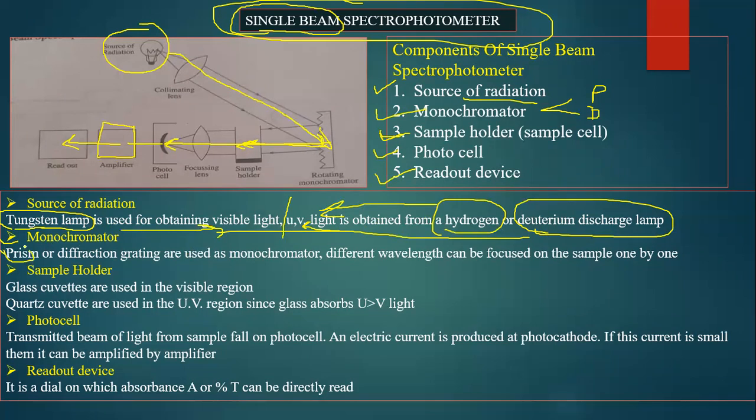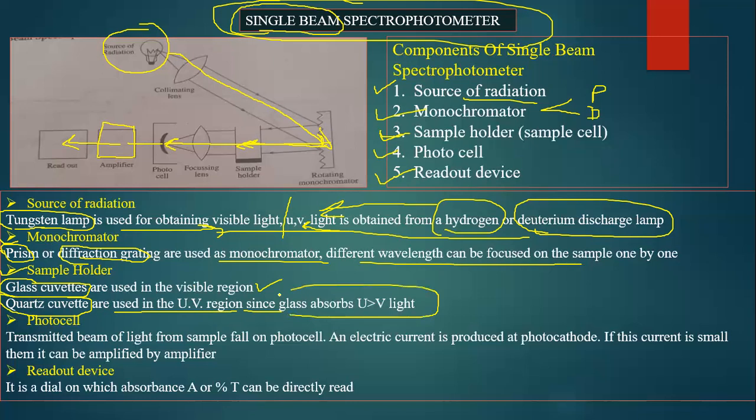Monochromator: as I told you, prism and diffraction grating are used as a monochromator, where polychromatic light gets converted to monochromatic light. Then the sample holder. A glass cuvette is used in the visible region, and for the UV region we need to use a quartz cuvette. Why is it not possible to use a glass cuvette in UV light? Because it absorbs the UV radiation. That is the reason we shift from glass cuvette to quartz cuvette in the UV region.